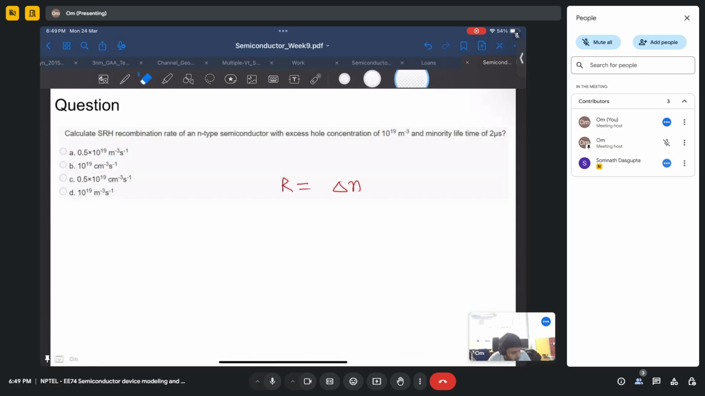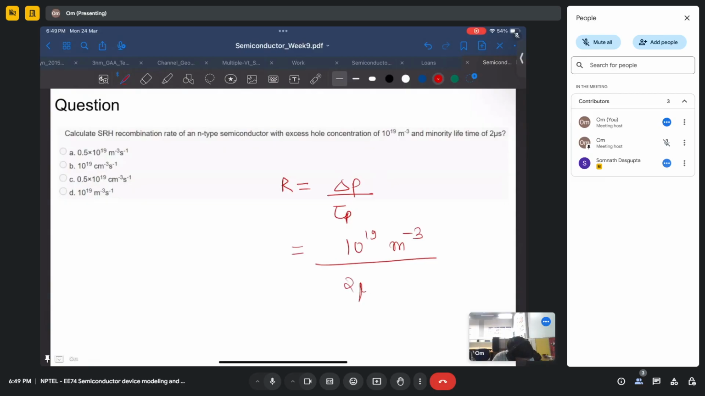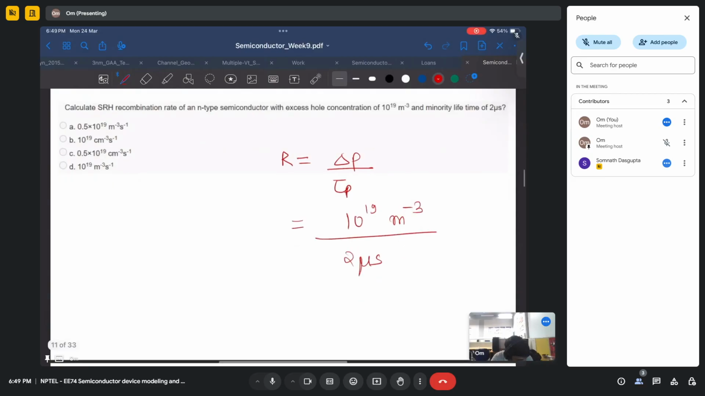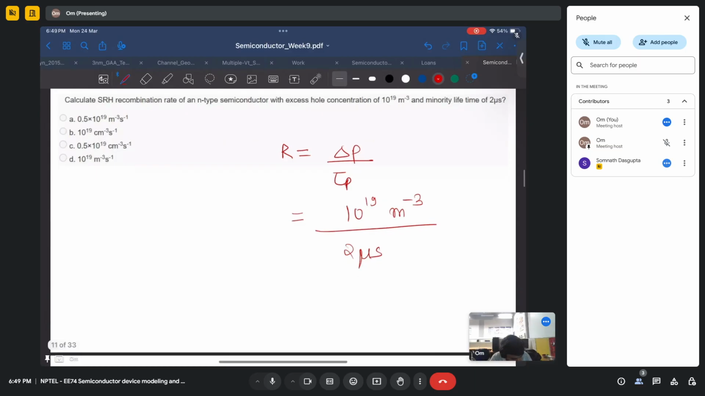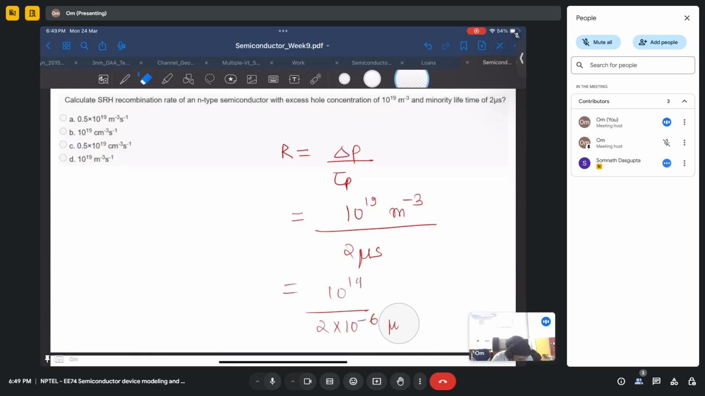Yeah, it is del P by tau P. This is 10 to the power 19 per meter cube, and the lifetime is 2 microseconds. So we need to convert it into some units. So this is 10 to the power 19 divided by 2 into 10 to the power minus 6, micro, this will be seconds. This is per meter cube.